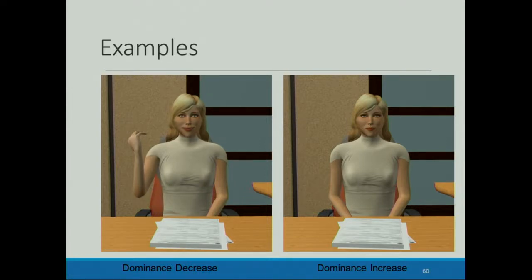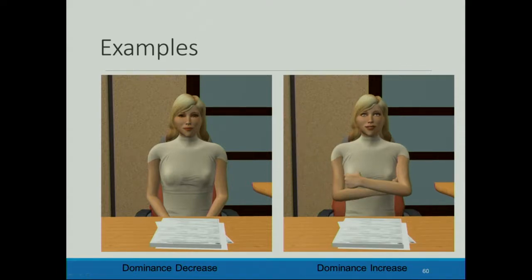In your previous professional experiences, what made you the most proud? Okay, and dominance increase. In your previous professional experiences, what made you the most proud?